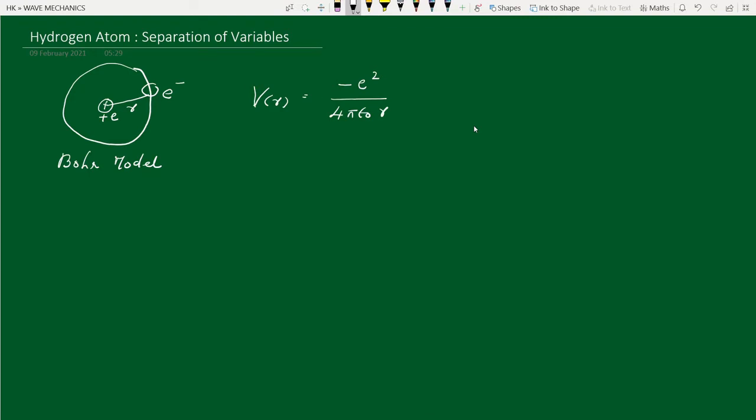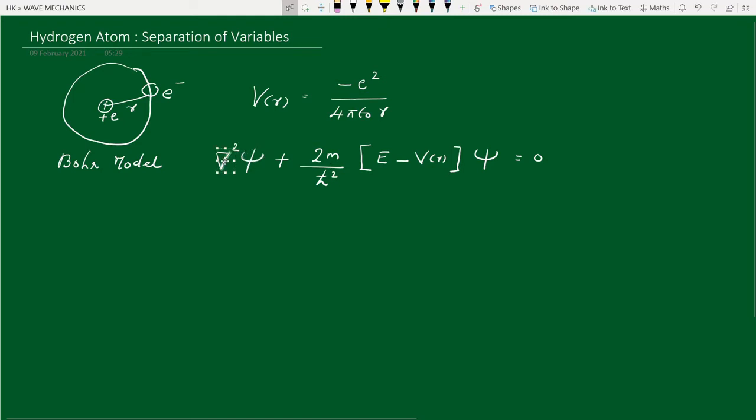So we have del square psi plus 2m by h cross square. This m is the mass of the electron. Okay, we assume that the mass of the nucleus is infinitely large compared to the mass of the electron, so that it is stationary. We will come back to this point and modify this idea a little later. So, 2m by h cross square (E minus V of r) psi. This is the three-dimensional Schrodinger equation, and as we can see, it's a partial differential equation.